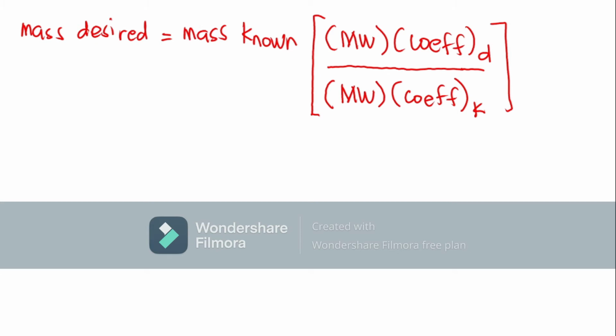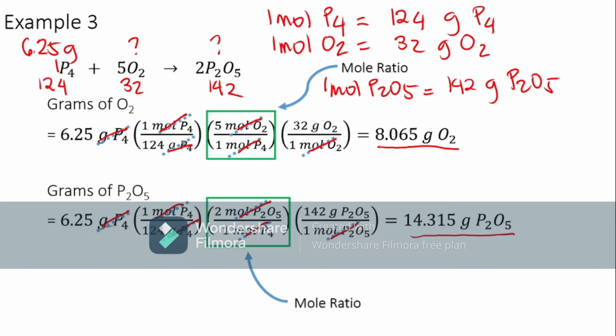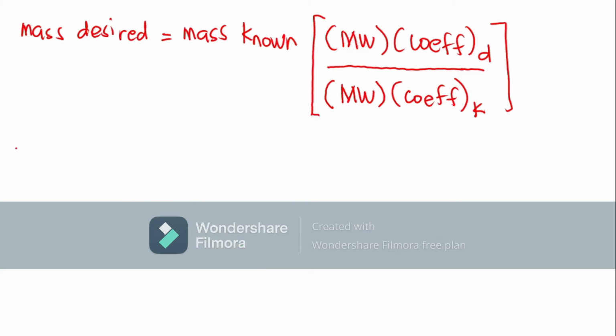Okay, so let's go back here. We're after for the grams of O2. So palabasin natin si 8.065 grams of O2. So, given tayo 6.25 grams of P4. So mass of O2 is equal to start tayo sa mass ng known. So, this is 6.25 grams of P4. So, kung ito grams of P4, dapat yung baba puro P4.